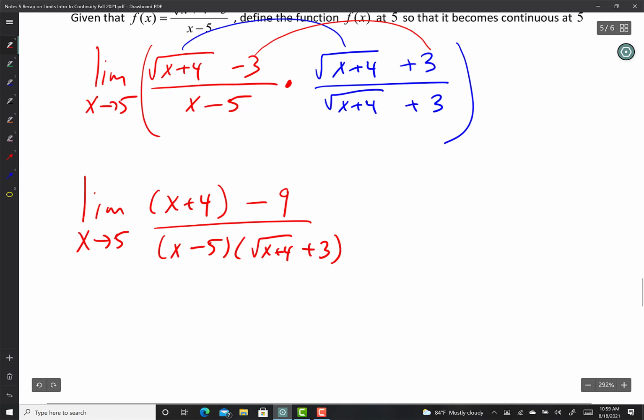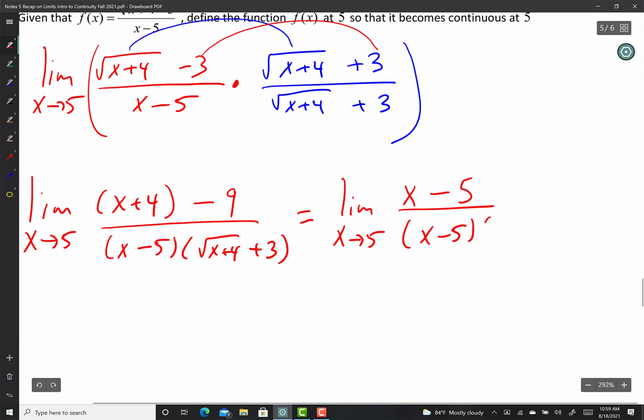We drop the parentheses in the numerator. So limit as x approaches 5. Like Snoop Dogg says, drop it like it's hot. So x plus 4 minus 9. Positive 4 minus 9 is? Negative 5. So I just write x minus 5. And look at that, we got lucky. I mean, I wouldn't call it luck, but is there something we can cancel? What can we cancel out?